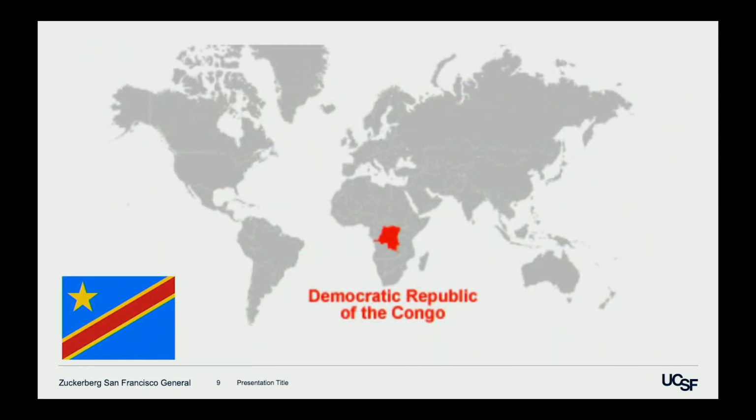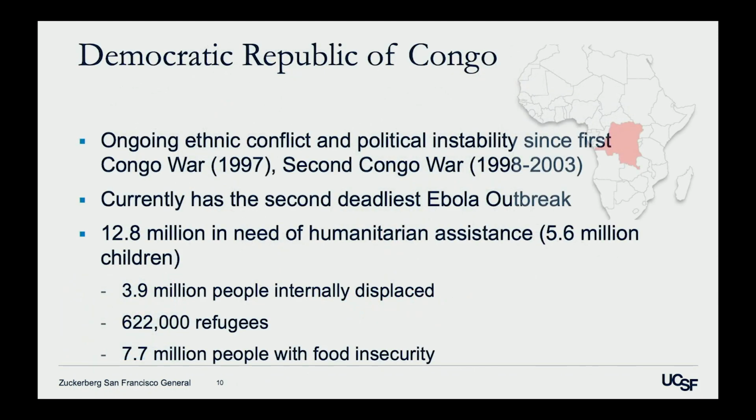The Democratic Republic of Congo, DRC. Ongoing ethnic conflict and political instability since the Congo War in '97, as well as the Second Congo War between '98 and '03. And on top of this, it's currently the second deadliest Ebola outbreak, second to the West African Ebola outbreak from 2014 to 2016. 12.8 million are in need of humanitarian assistance. 5.6 million of these people are children. 3.9 million people are internally displaced.